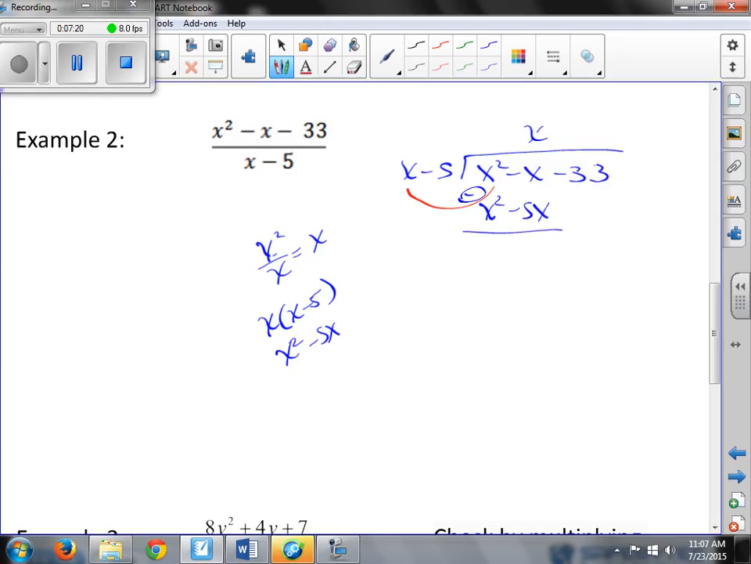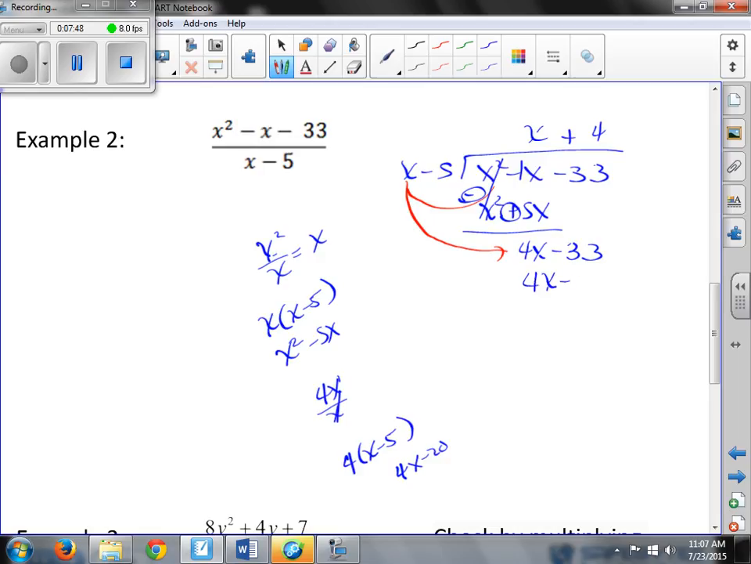And when I change the signs, the x squares drop out. I'll have negative 1x plus 5x, which gives me 4x minus 33. So now I have x times what gives me 4x, or what is 4x divided by x? It's 4. So now I have 4 times x minus 5 gives me 4x minus 20. Draw the line, change the signs. The 4x's drop out, and I'll have a negative 13 left over.